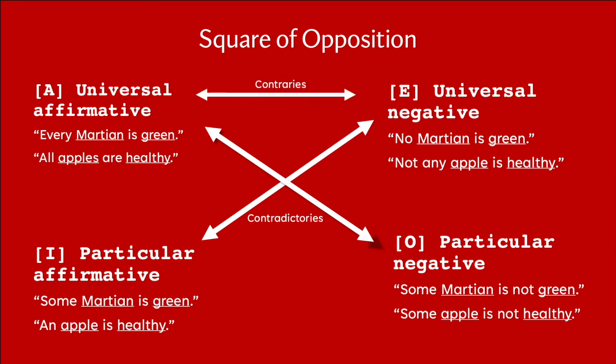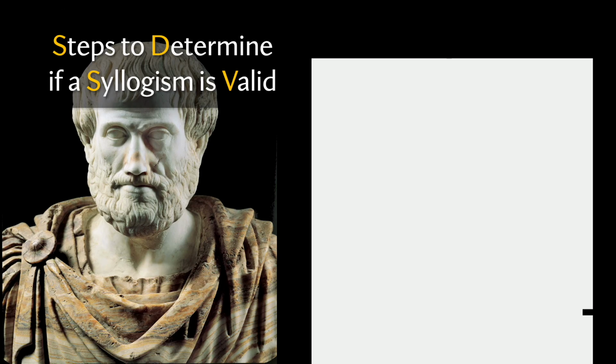Now, A and E propositions, that is, universal affirmative propositions and universal negative propositions, are not contradictories, but rather contraries. That means they both can be false at the same time, but they can't both be true at the same time. So if one of them is true, the other one must be false. But if one of them is false, the other one might also be false. So memorize these four letters and the kinds of propositions that correspond to each of these letters. That's going to be essential for understanding the rest of this video.